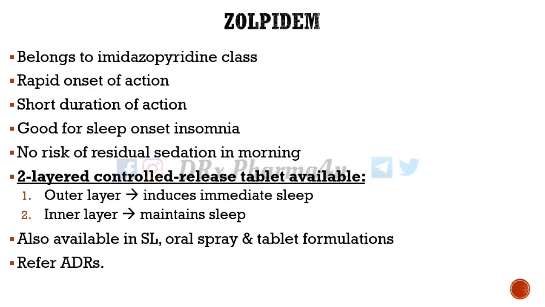We have two-layered controlled release tablets available. The outer layer actually induces immediate sleep, and the inner layer maintains the sleep. So this is actually a new formulation for zolpidem. We have an outer layer which is an immediate acting molecule, and the inner layer is a maintenance molecule. So this is good if you want to maintain both the onset and the maintenance of sleep. It is also available in sublingual, oral spray and tablet formulations.